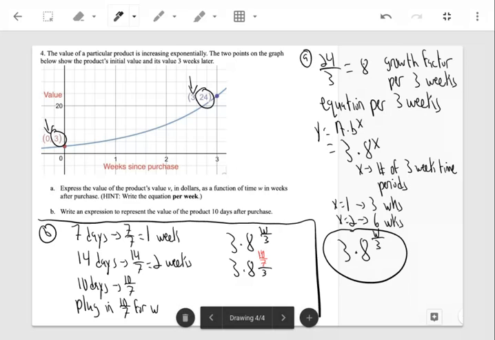So if I plug that in and I simplify, 10 sevenths divided by 3, 10 over 7 over 3, okay? 10 over 7 over 3 is going to become 10 over 21. So this right here is my answer to B. That is your expression to represent the value of the product 10 days after purchase. 3 times 8 to the power of 10 over 21.